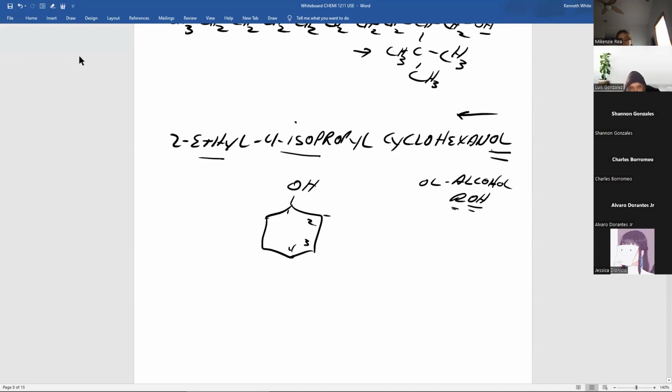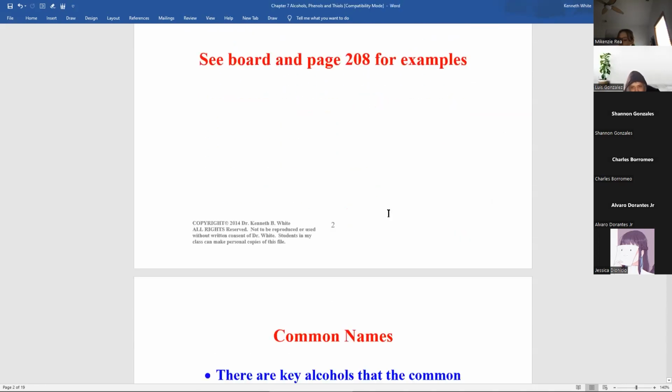So on carbon 2 is an ethyl group, and carbon 4 an isopropyl. Says 2-ethyl, 4-isopropyl cyclohexanol. Oh, that's a nice looking molecule. Now you know I'm an organic chemist. All right. And that's how you do the IUPAC nomenclature of alcohols.